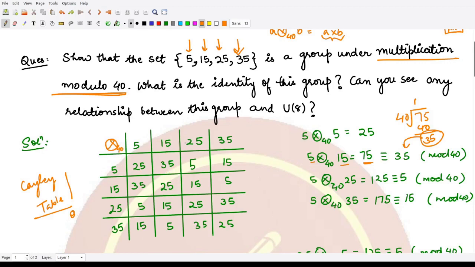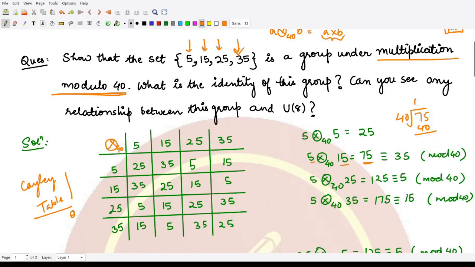What about the next element, 5 times 25? When you multiply 5 with 25, you have 125, and when you divide 125 by 40, you would have 5 as the remainder, so we'll keep 5 as our answer. What about the next one, 5 times 35? When you multiply it, it would be 175. When you divide 175 by 40, you would have 15 as the remainder, so 15 is the answer here.